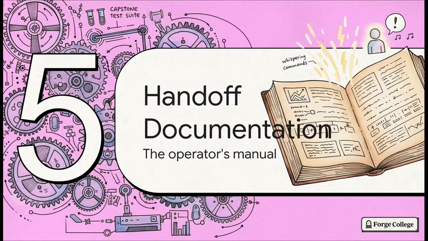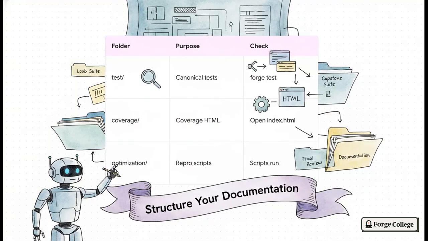Section 5. Documenting for the handoff. Writing the operator's manual. Look, a beautifully assembled machine is completely useless if nobody else knows how to turn it on. Unless, of course, you plan on standing behind them whispering commands forever. You need to structure your documentation to map specific folders right to their purposes. Reviewers need to know immediately that the test directory is checked by running forge test, the coverage directory holds the HTML index, and the optimization directory contains the reproducible scripts. You want to make it virtually impossible for them to get lost.